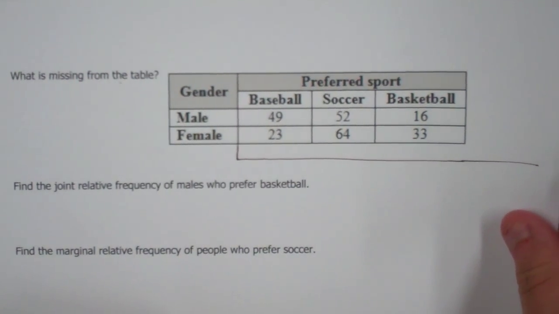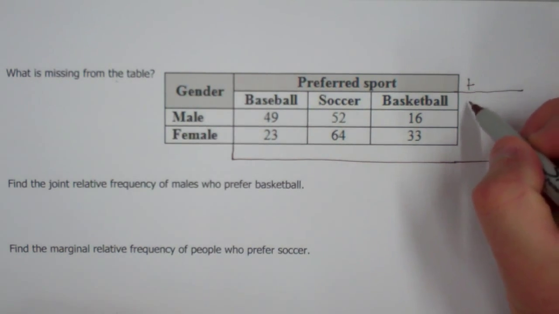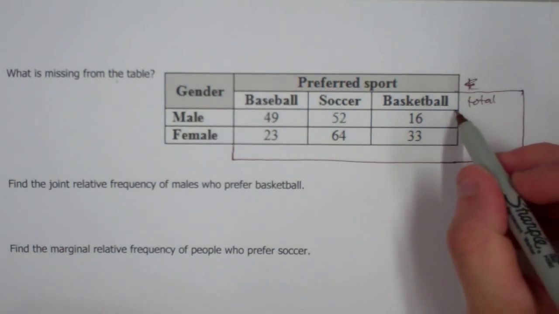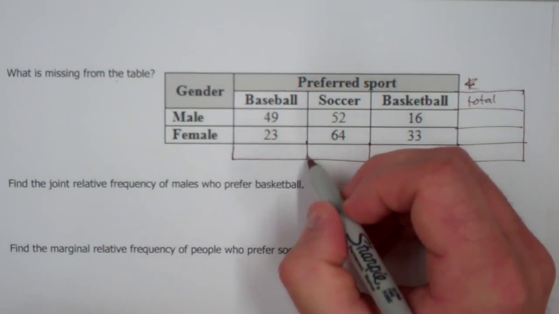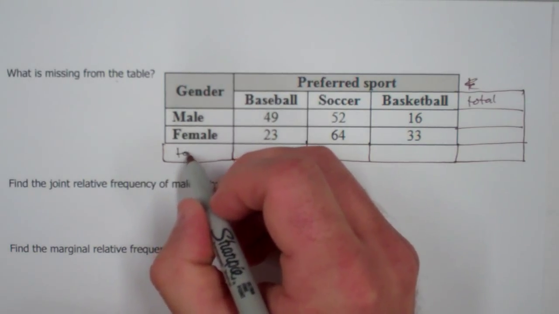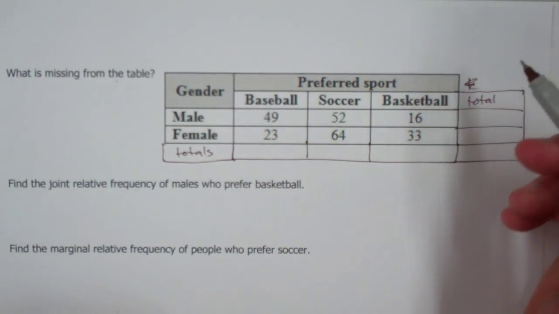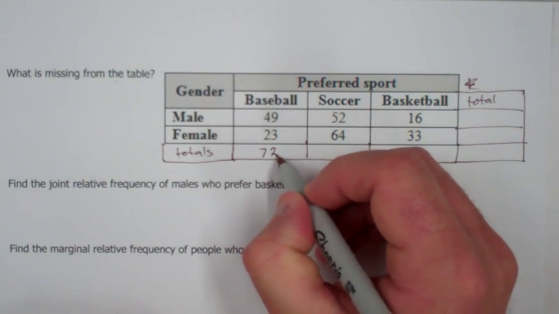So let's do that. I'll move this over just a little bit so you can see it a little better. And we'll extend this. These will be the totals. We'll do a few more lines, and we'll just label that as the totals. So let's add up the column here for baseball, 49 and 23. That is going to be 72.